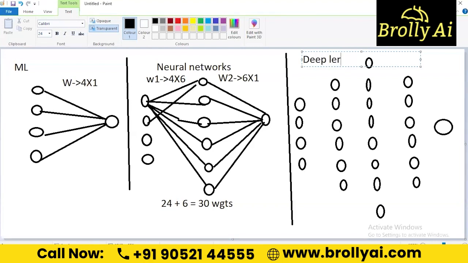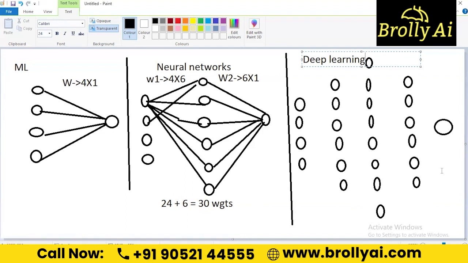What is the difference between neural network and deep learning based on this picture? We have one more hidden layer. That means in the neural network, you have only one hidden layer, but in deep learning, more than one hidden layer will be there. Based on this, how many weight matrices are here?